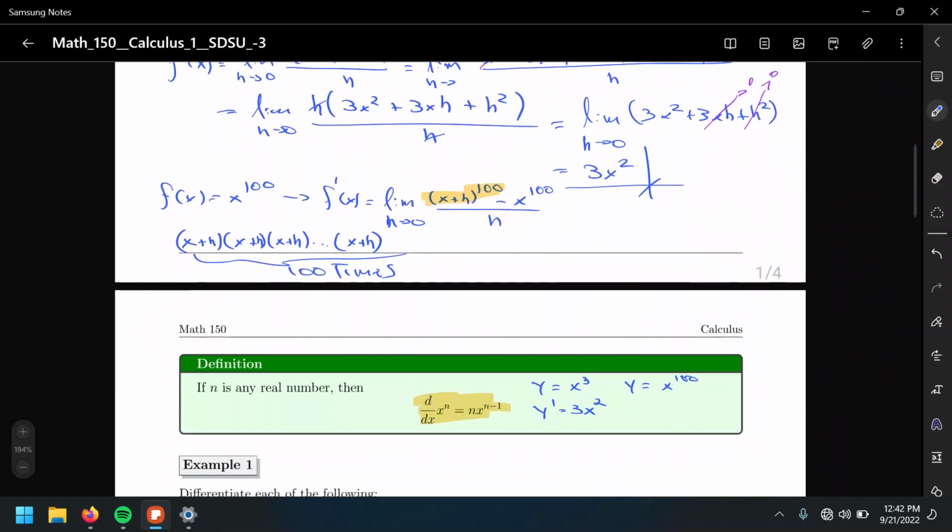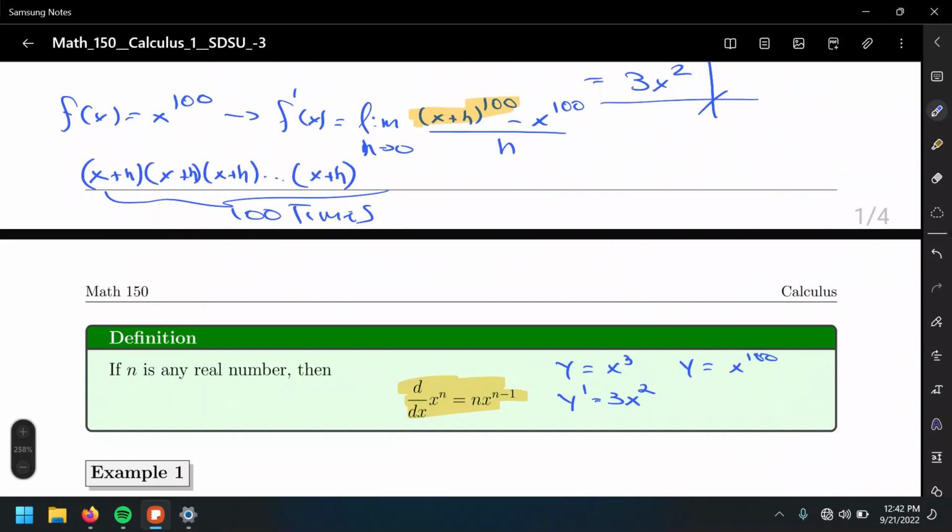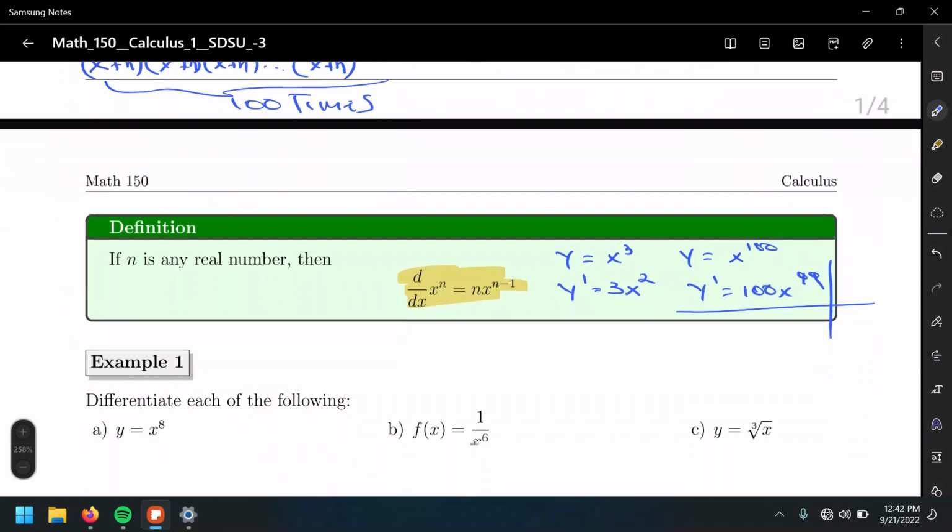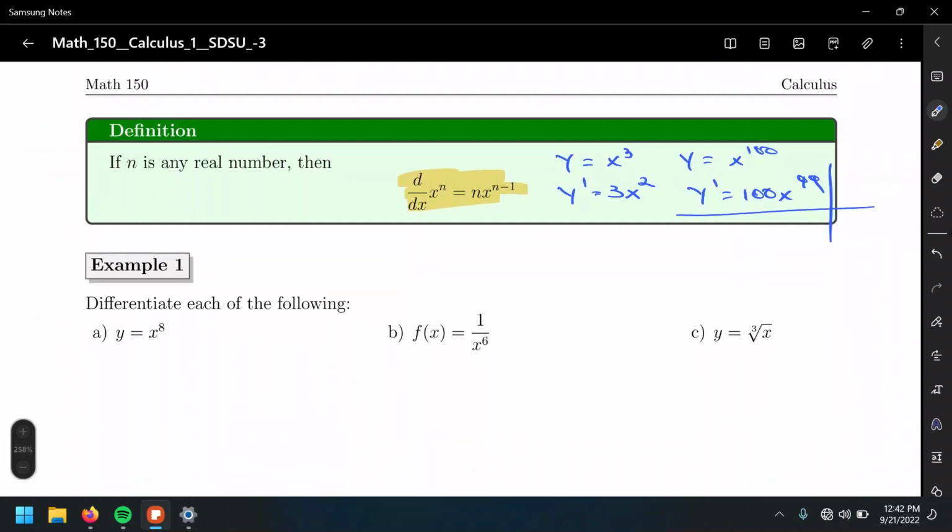What about x to the 100? y prime equals 100 times x to the 99. That's it. And no need to FOIL (x plus h) 100 times and hurt yourself. Let's do a few examples on finding the derivative using the general power rule. y prime is 8 x to the 7, that is multiplied by the exponent, then subtract 1 from the exponent. That's the derivative, and no need to do anything else on this one.